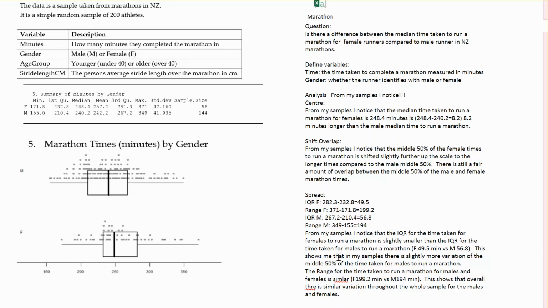And what does this show me? This shows me that in my samples there's slightly more variation of the middle 50%. Be really careful about that. It's the middle 50% for the IQR of the time taken for males to run a marathon.